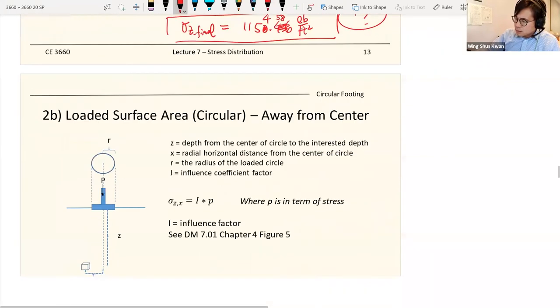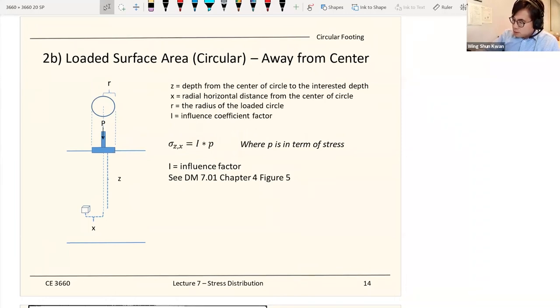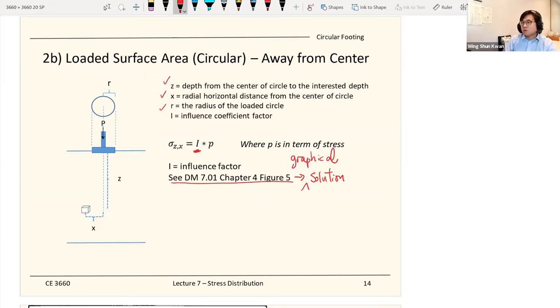So for the case when we have three unknowns right here, both the depth, the distance away from the center, and also the radius of your circular footings, the closed form solution is so complicated that you are beyond manageable with our equations. Such that DM 7.01 has a design chart. DM 7.01, chapter 4, figure 5, is the solution. I should call it the graphical solution, our graphical solution of the distributed stress.